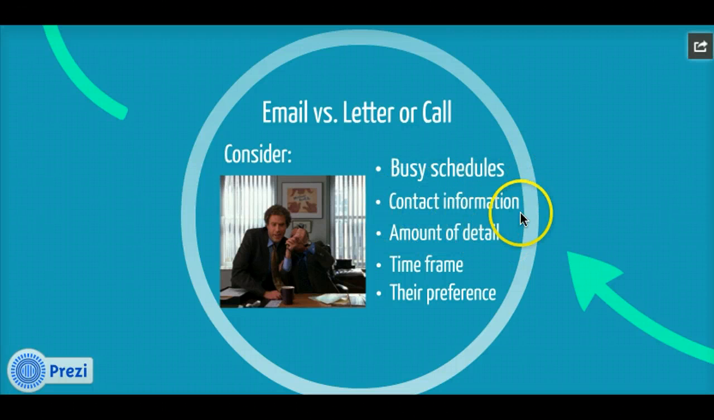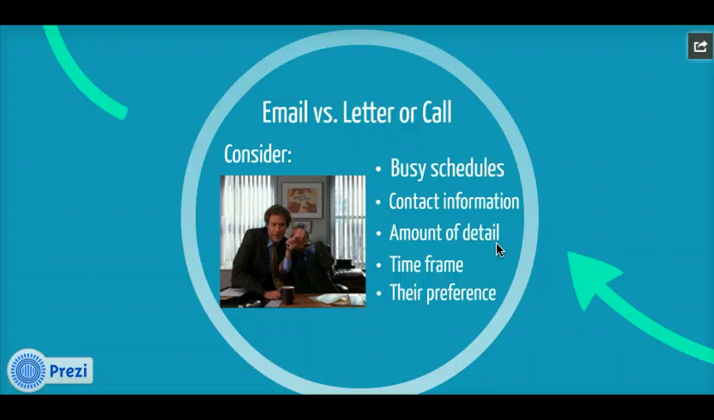Contact information. Consider the information that you actually have. That will limit the options of what you can do. Also, think about the amount of detail that you need to give to your readers. Phone calls are great because they're personal, but if you need to explain a difficult concept, a visual, or just being able to use more words, explaining through either a letter or an email may be more effective.